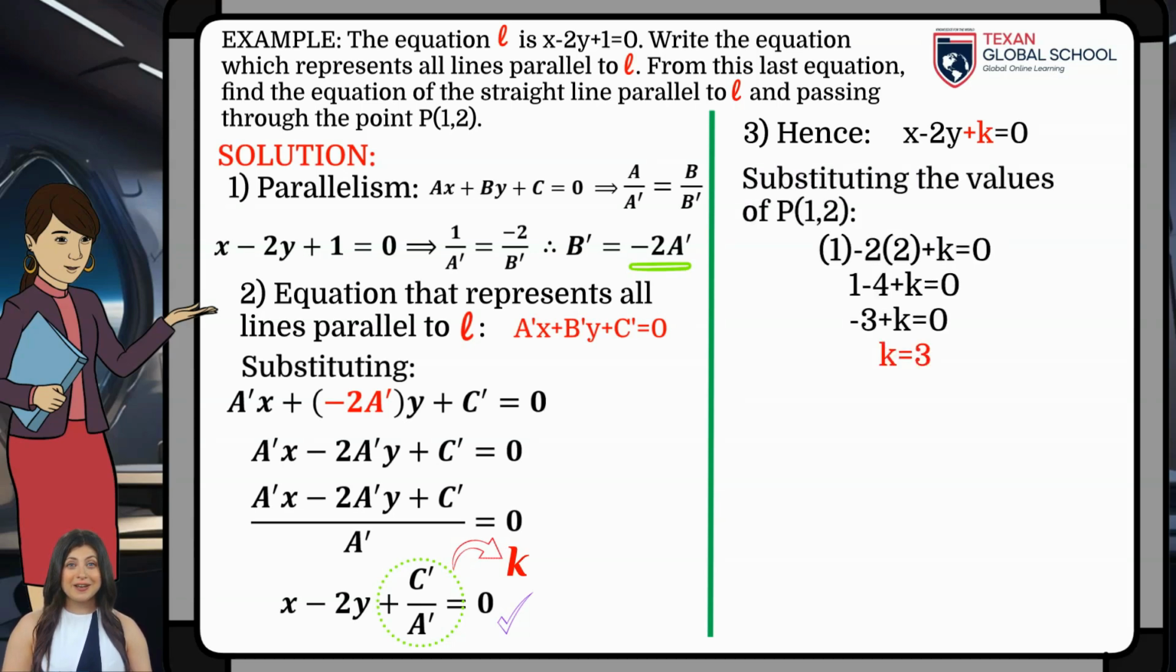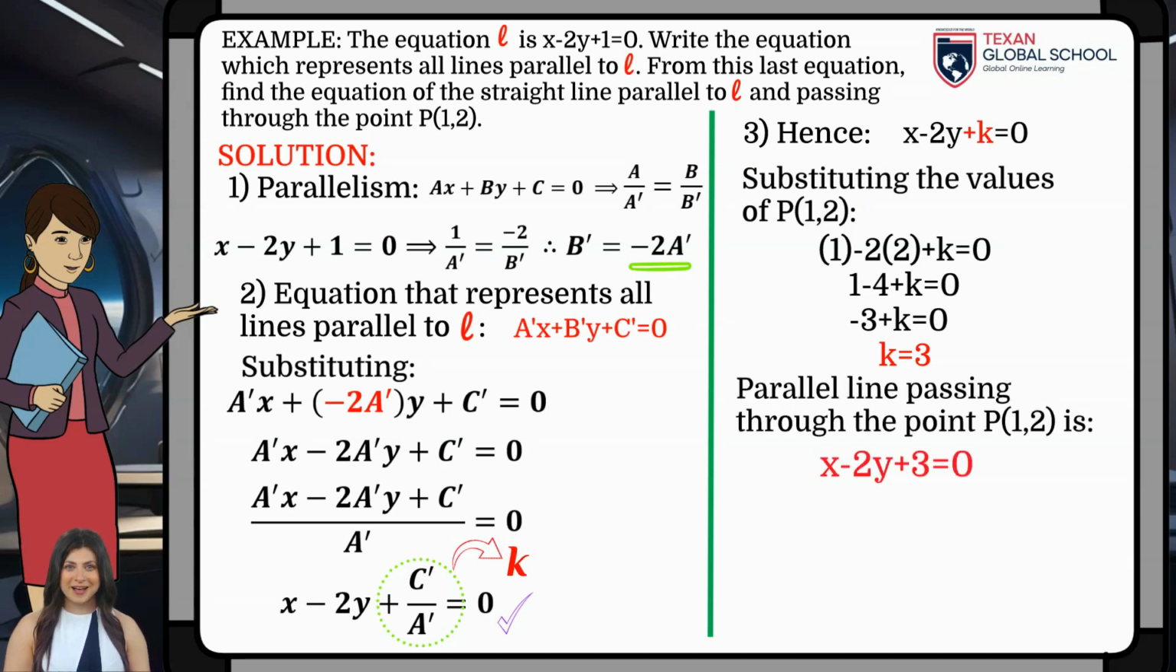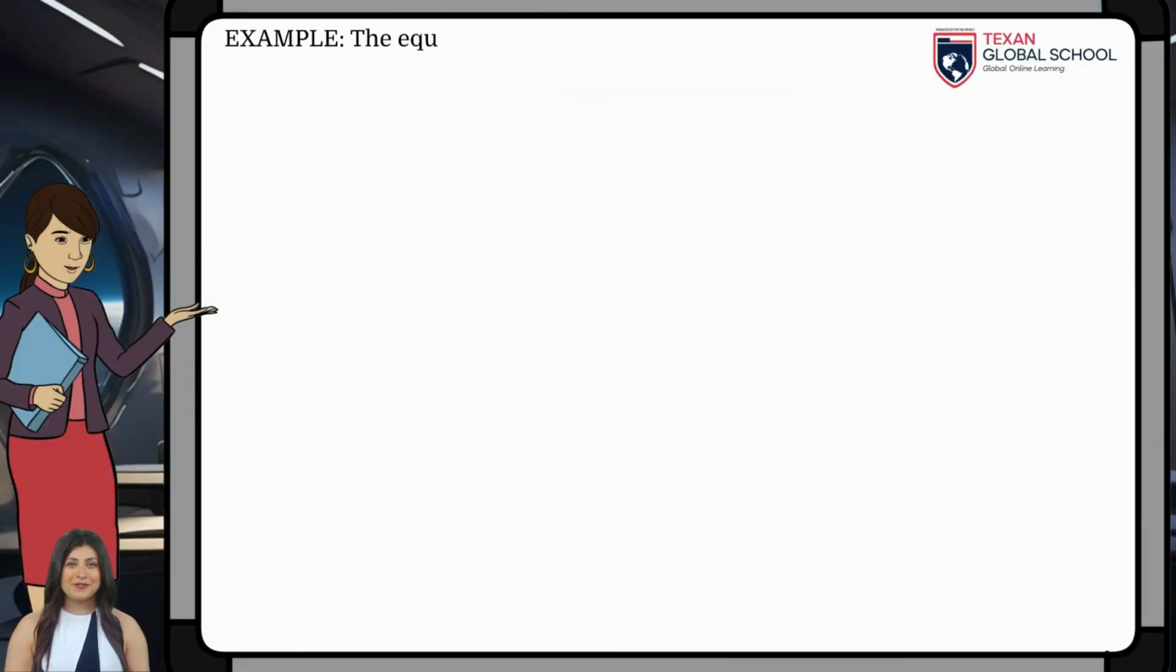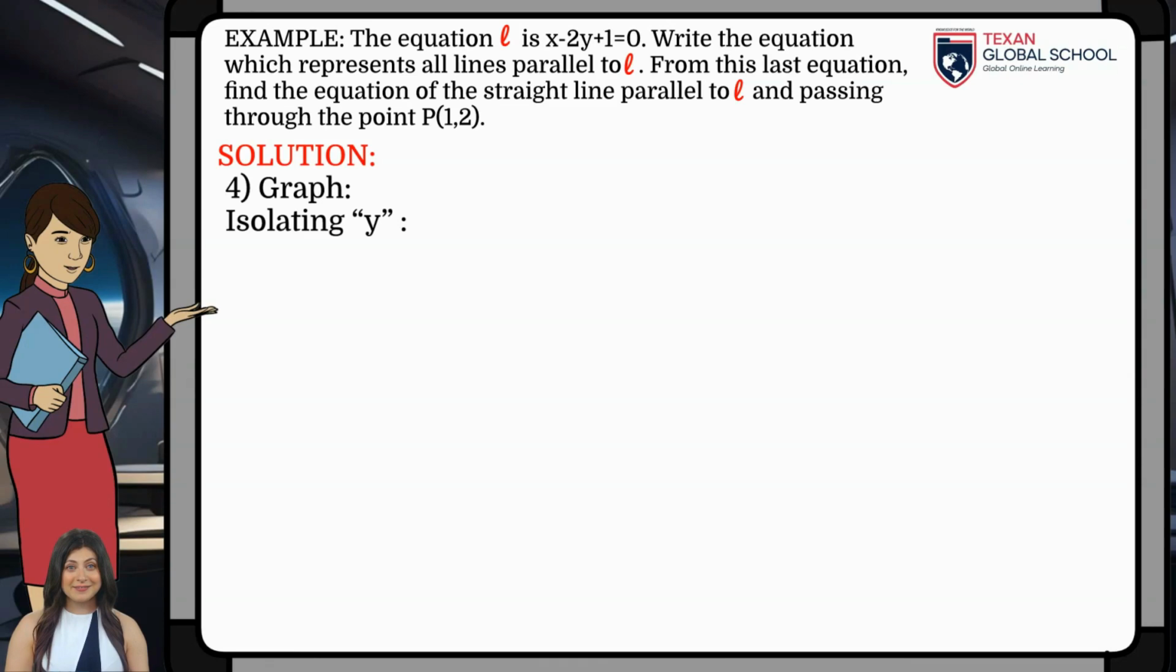Since the parallel line to L must pass through the point P with coordinates (1, 2), we have that x equals 1 and y equals 2. Substituting the values to obtain the k results that k is 3. Therefore, the parallel straight line that passes through the point P of coordinates (1, 2) is x - 2y + 3 = 0. We will graph to verify the behavior of the lines.